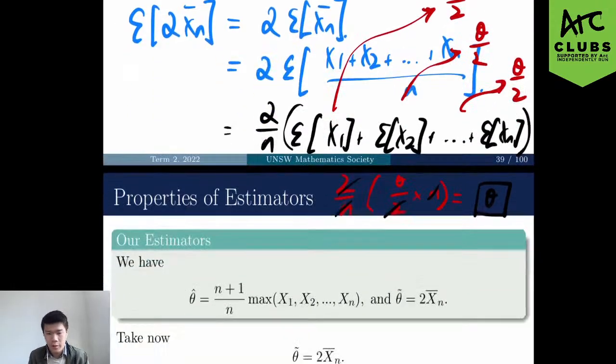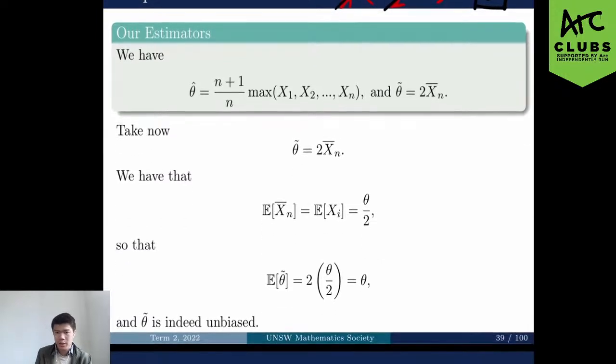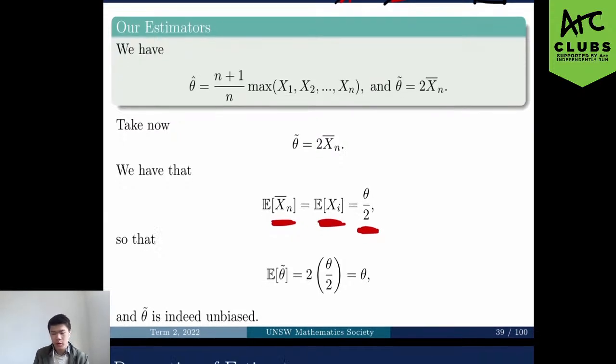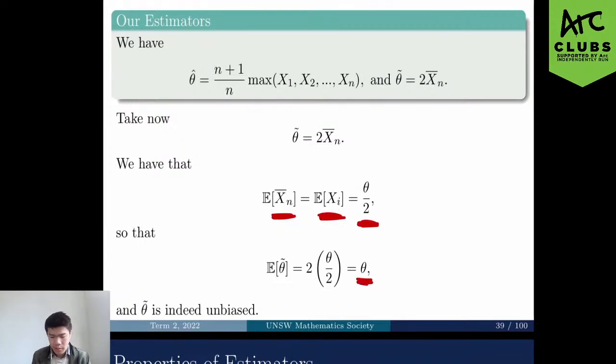Cool. And the working out is very much the same. Basically the expectation of the sample mean will always be equal to the expectation of just one of the observations, which is theta on 2. And so if you just multiply by 2, you just get theta. And that means that the theta tilde is just going to be unbiased.